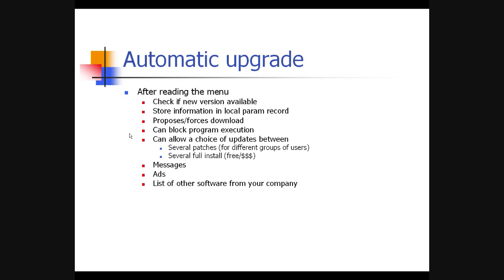And in these ads, an example could be a list of other software from your company. You are giving away one free software, and each time the program is looking for an update for this free software, at the same time it will download information about this paying software, that paying software, and so forth. So you can build a whole commercial campaign using that system.